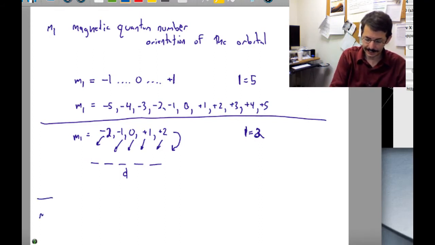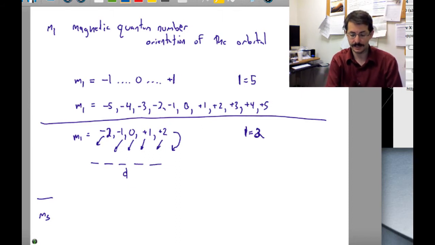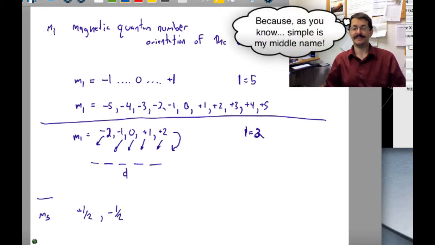And lastly, M sub S, which represents the spin quantum number. It has the value of plus 1/2 or minus 1/2. It can only have those values. That's why it's my favorite. It's the simplest one. All right.